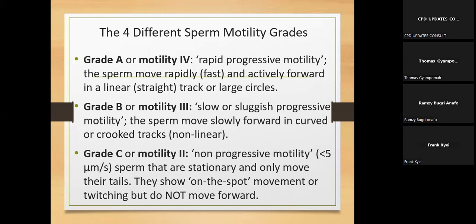Okay. The grade B, slow or sluggish progressive movement. The sperm moves slowly and then will curve. Okay, so that one too is not a sharp curve, but will curve. But the movement is also slow. This is where the problem comes in, that if the specimen is examined at room temperature, then the room temperature itself will also cause a reduction in the motility.